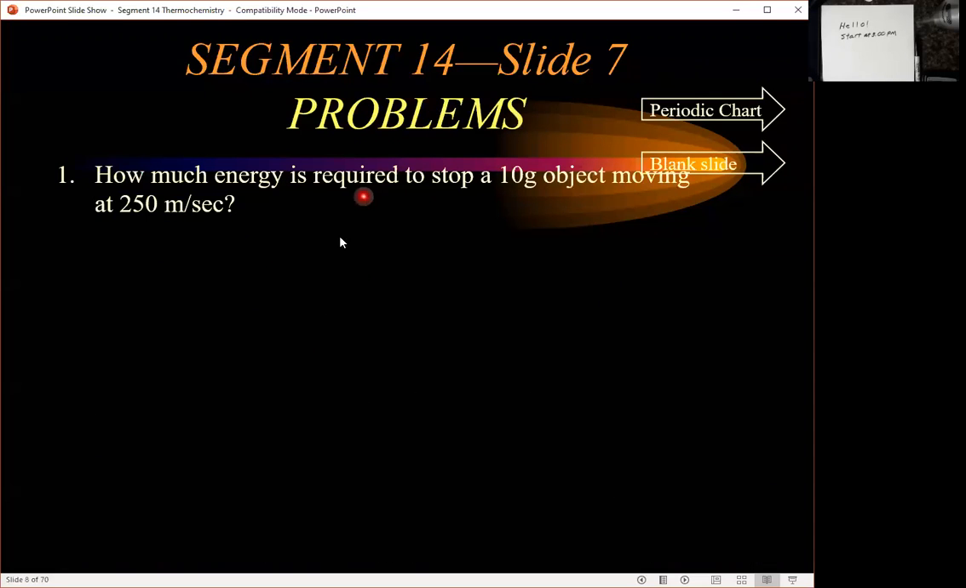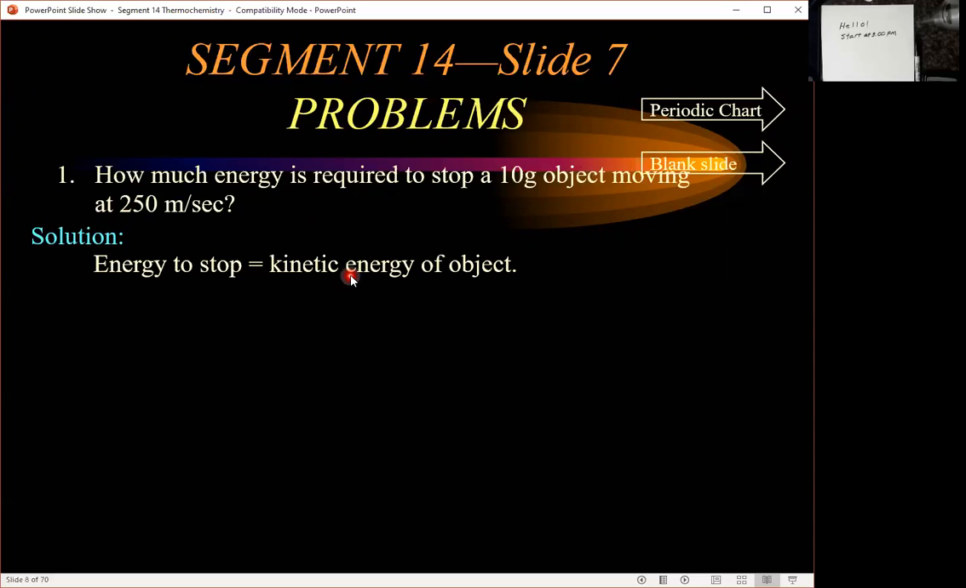Okay, how much energy is required to stop a 10-gram object moving at 250 meters per second? These are problems just to look at the units primarily. So the energy to stop would be the kinetic energy that the object has. Kinetic energy is 1/2 mv squared. So we've got to do the 1/2, 0.5. The mass is 10 grams, so we have to have mass in kilograms. 10 grams would be 0.010 kilograms.